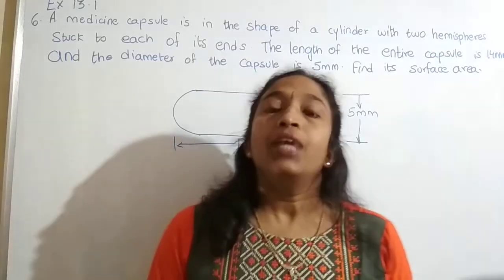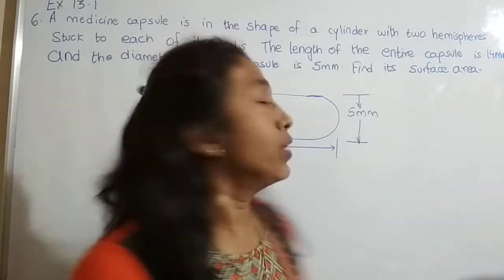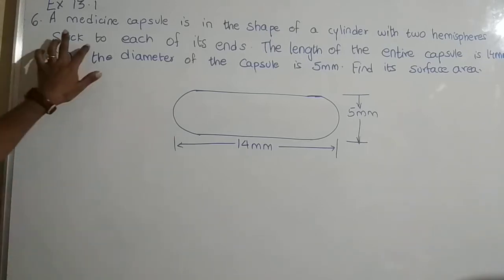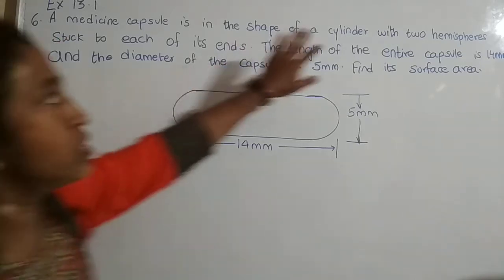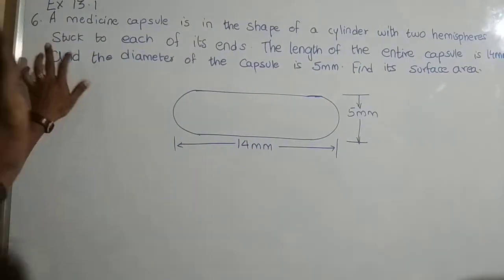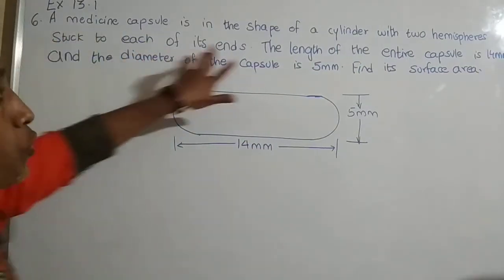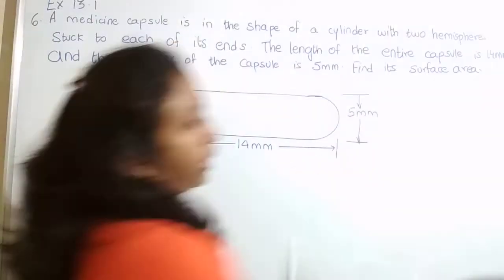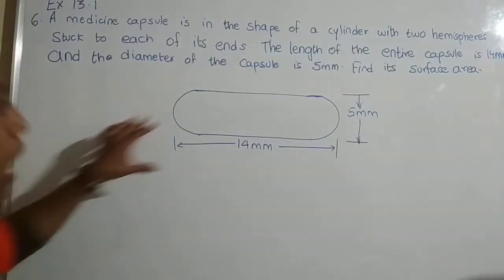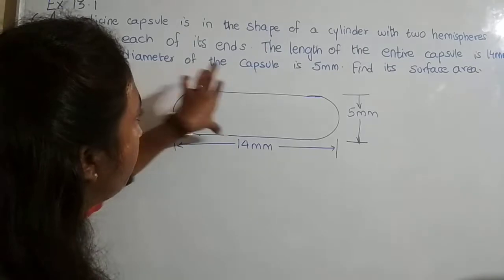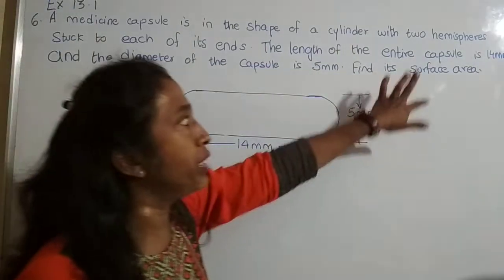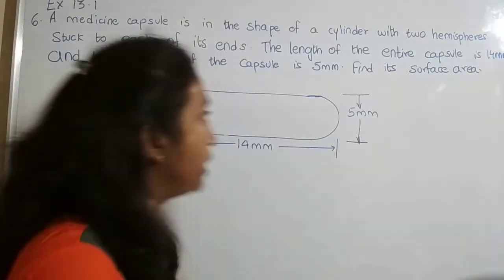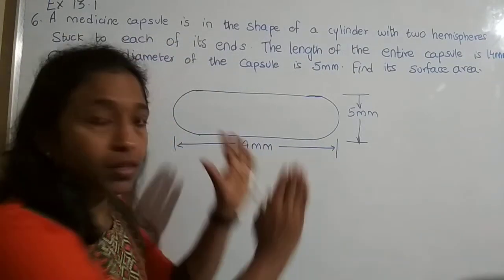Hello students, we are going to solve exercise 13.1, question number 6. The sixth question is: a medicine capsule is in the shape of a cylinder with two hemispheres stuck to each of its ends. The length of the entire capsule is 14 millimeter, and the diameter of the capsule is 5 millimeter. Find its surface area. Now, the capsule shape you all know, and the diagram is also given in the textbook.